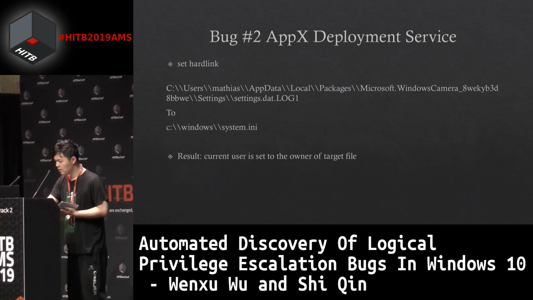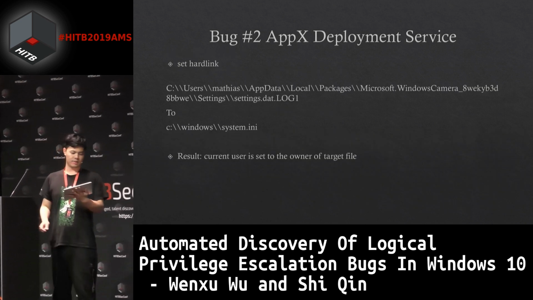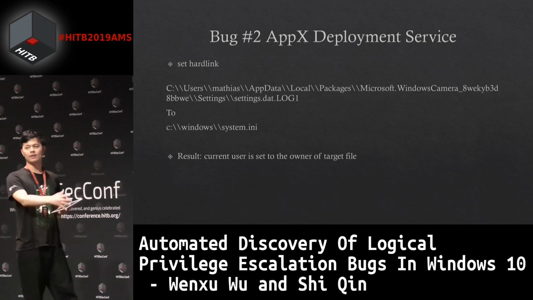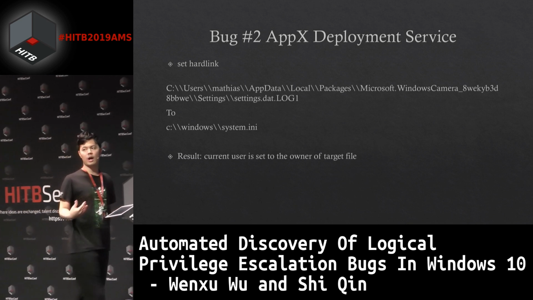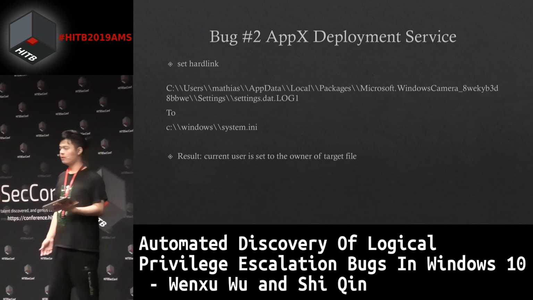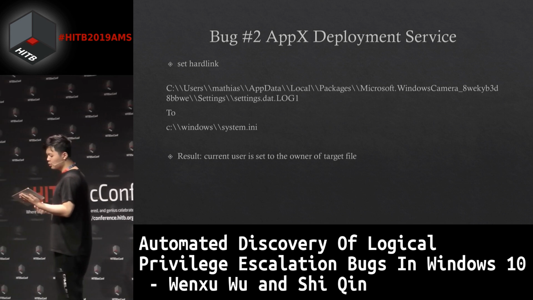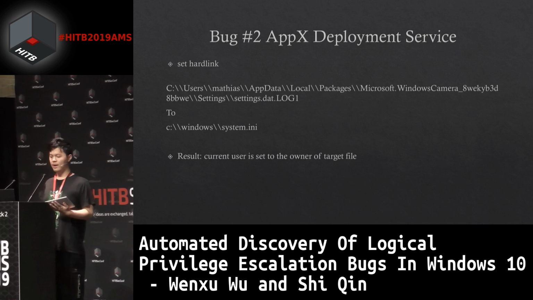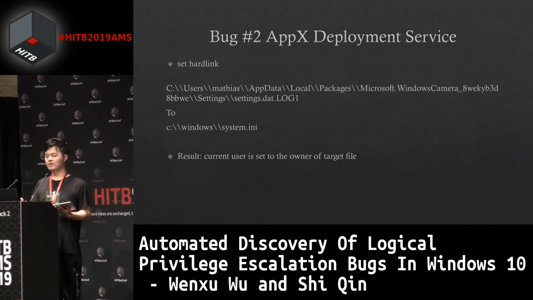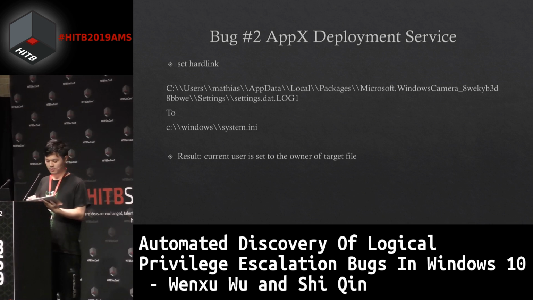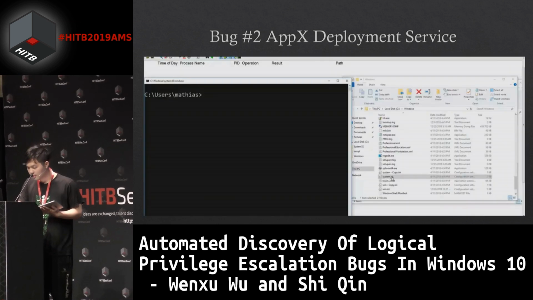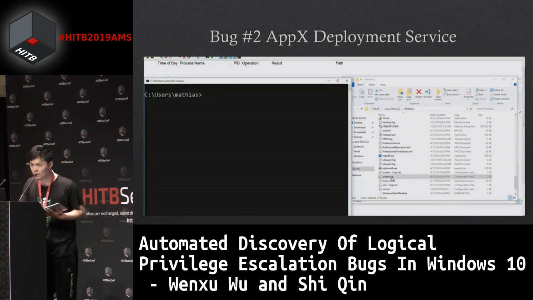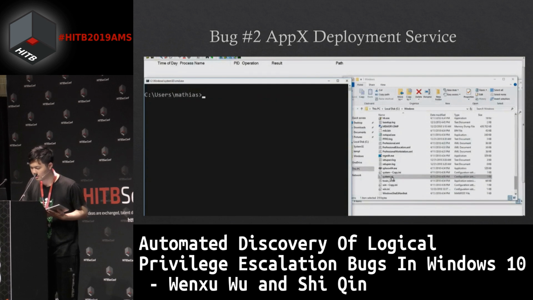So we just set a hard link and point it to the target file we want to get full control of. The result is the current user is set to the owner of this target file, so that we could write anything, read it, or modify it. Let's see the video for this vulnerability.